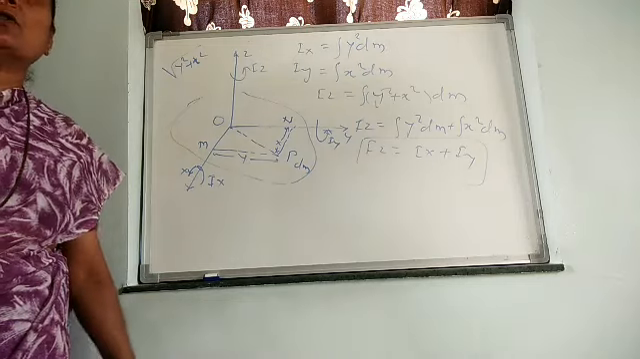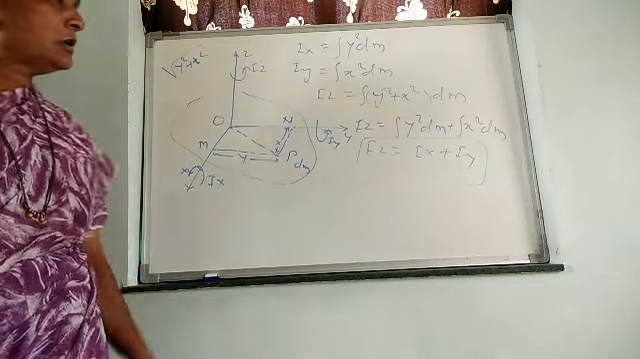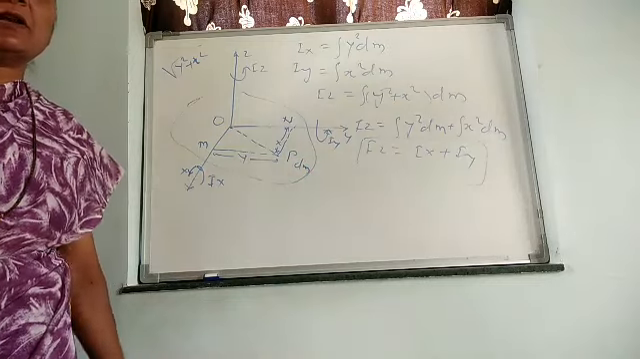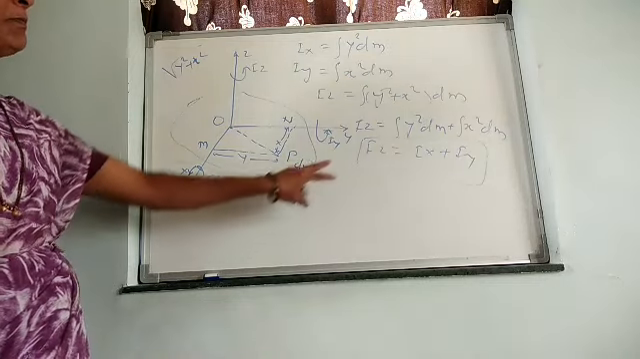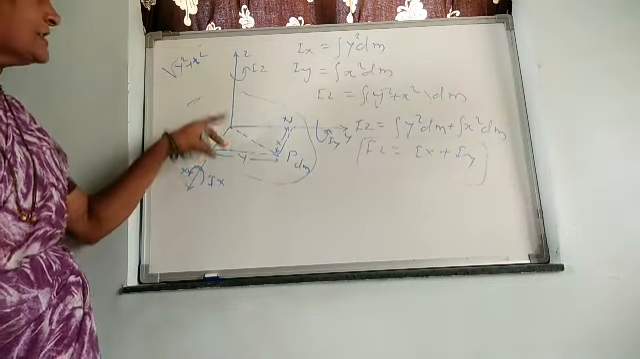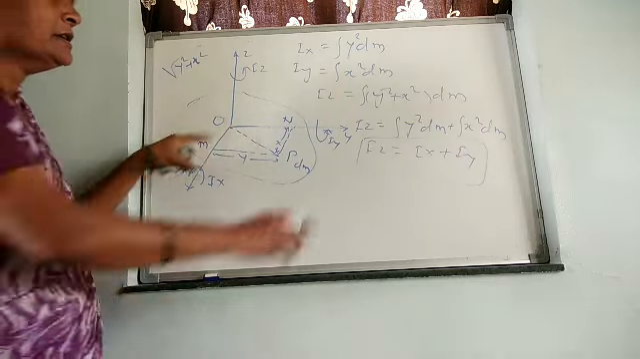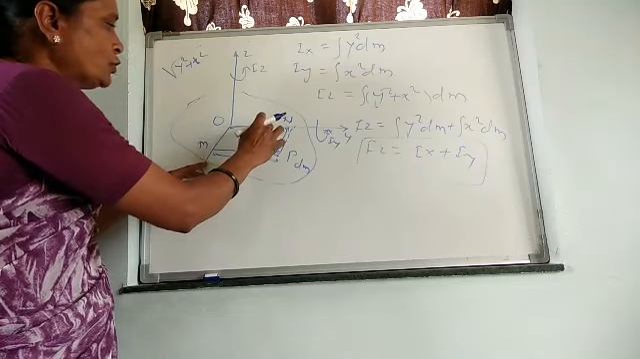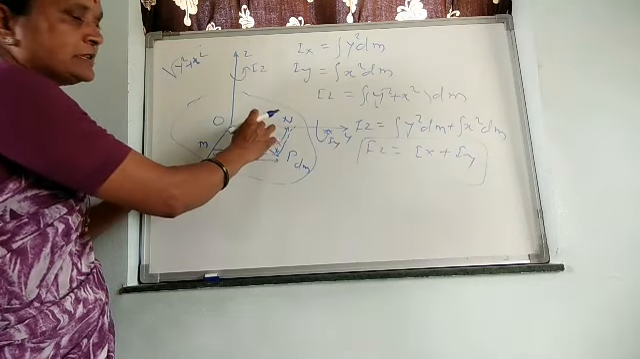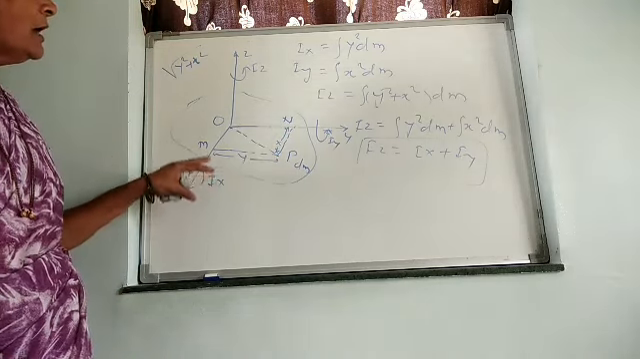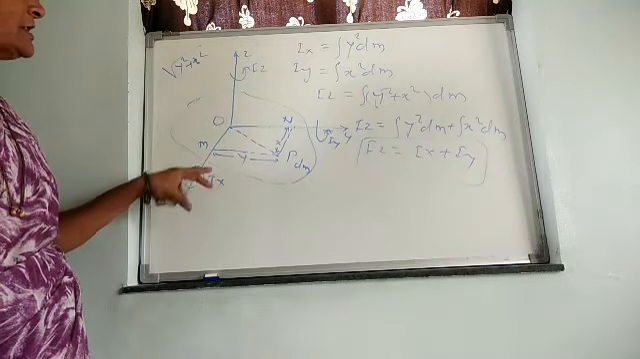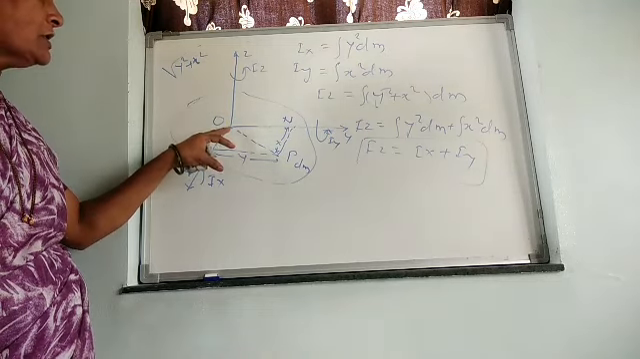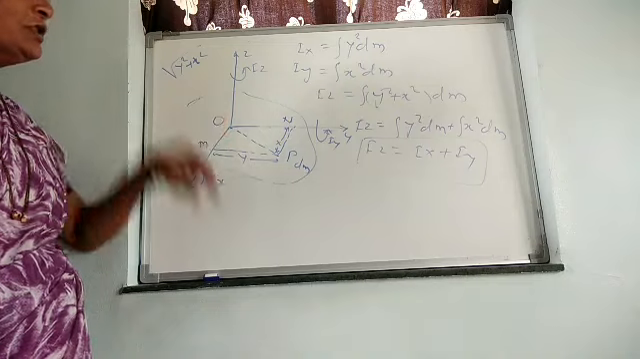And what is the statement of this moment of inertia? That is the principle of perpendicular axis. Moment of inertia of a plane lamina about an axis perpendicular to its plane is equal to the sum of moment of inertia about two mutually perpendicular axes in the plane of the lamina, and they are intersecting at a point, or the three axes are concurrent at point O.